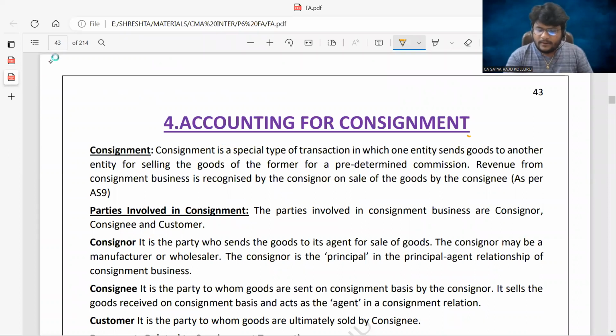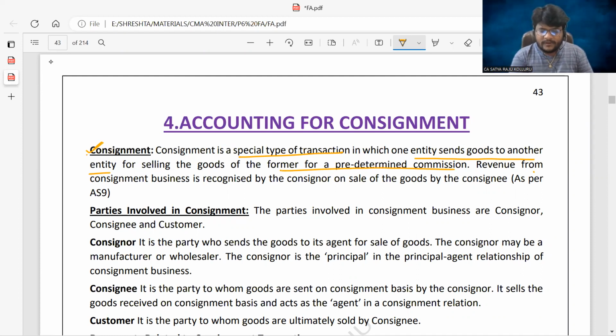We have not yet discussed anything. Accounting for consignment. So the chapter itself is accounting for consignment. What we are trying to learn from this chapter, I already clearly explained to you. First, let us start the journey with the meaning of consignment. Consignment is a special type of transaction in which one entity sends goods to another entity for selling the goods for a predetermined commission.